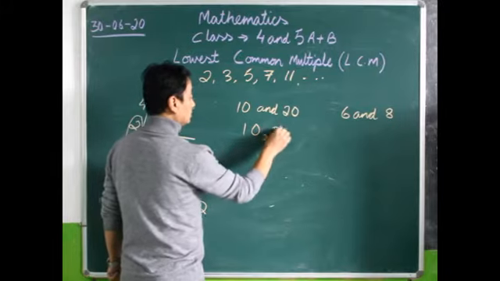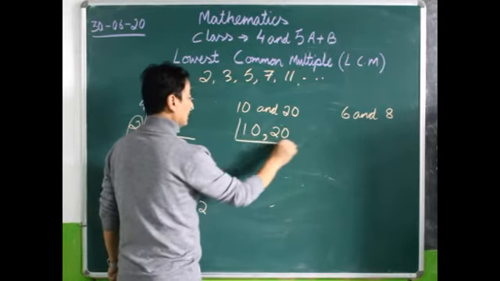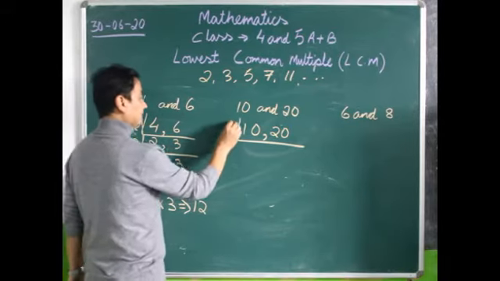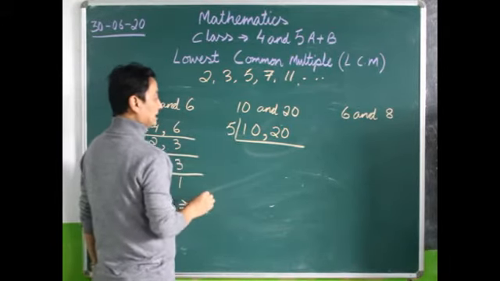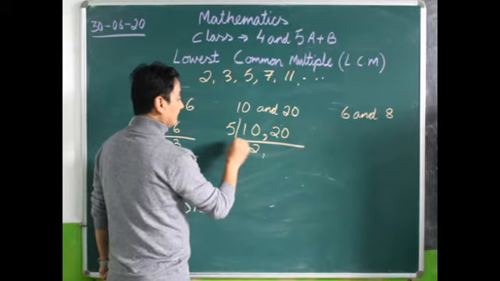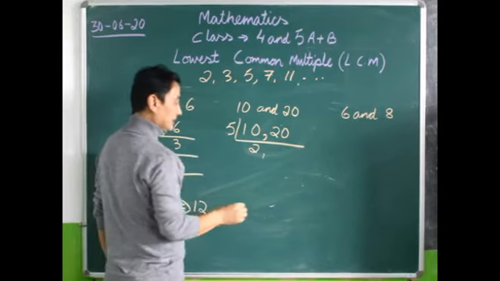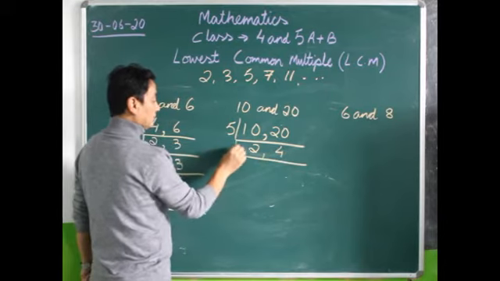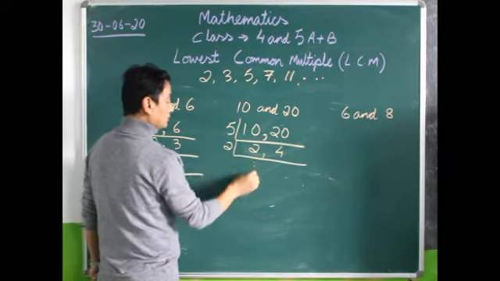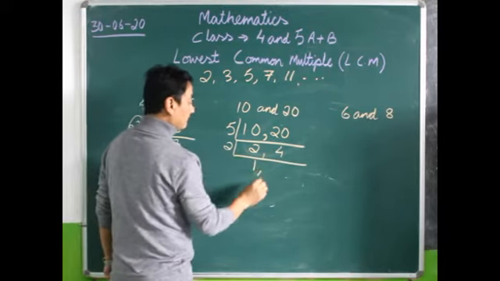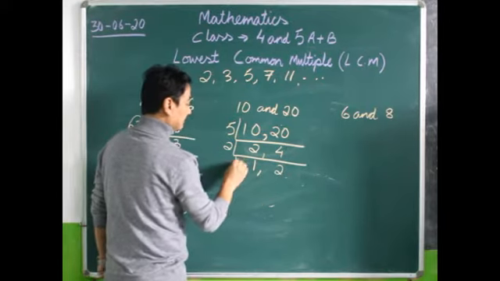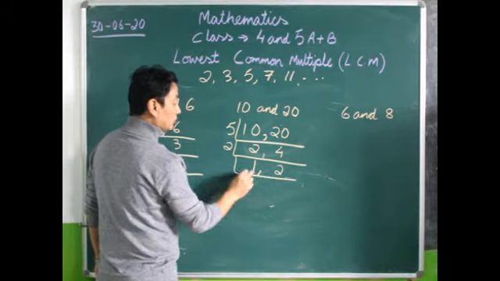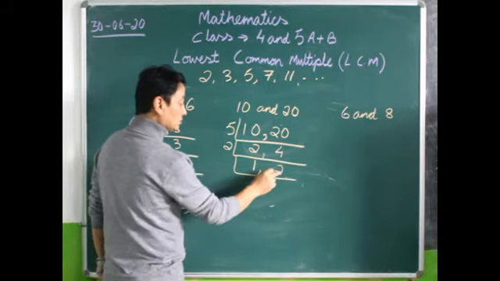Let's try the other one. 10, 20. Draw a line. Which number will go? Yes, as you look, 5 will go. We can put 5. 5 will go into 10 how many times? 2 times. Will 5 go into 20? Yes, 4 times. 2 and 4. Just look at 2 only. 2 will go into 2 how many times? 1. Will 2 go into 4? Yes, 2 2s. And is this 1 and 2 or 12? It's 1 and 2. Okay?